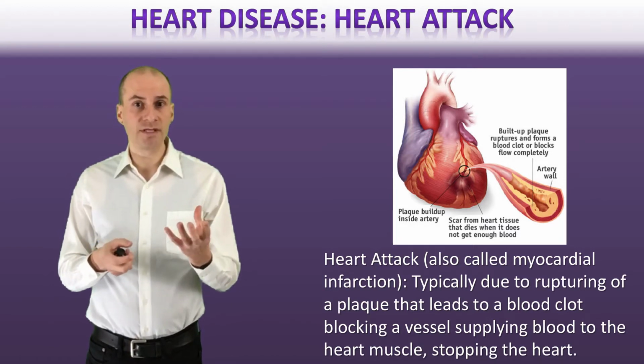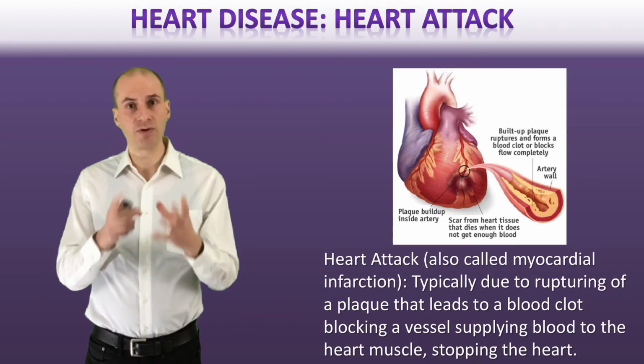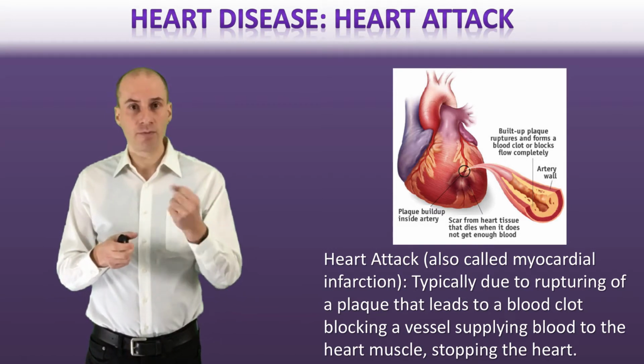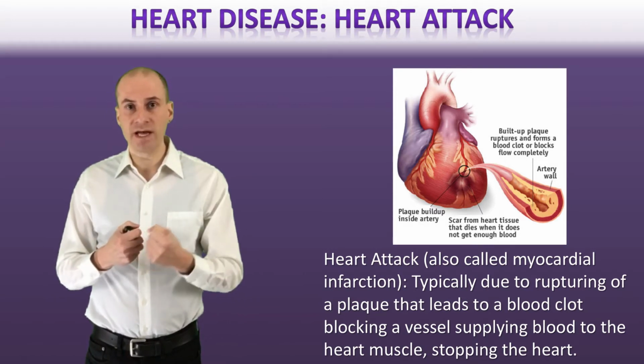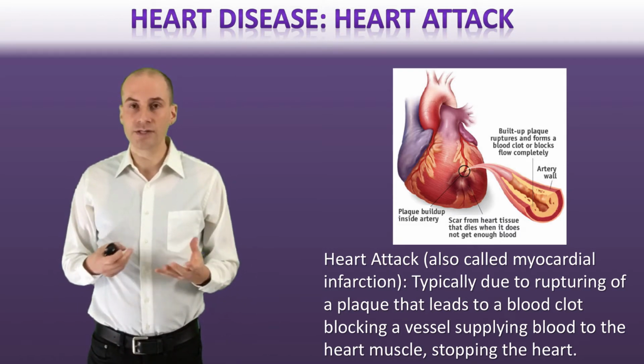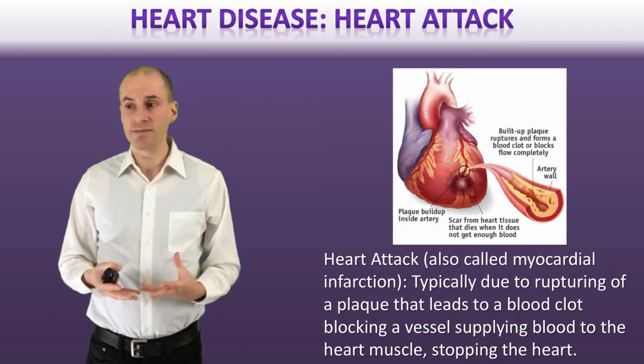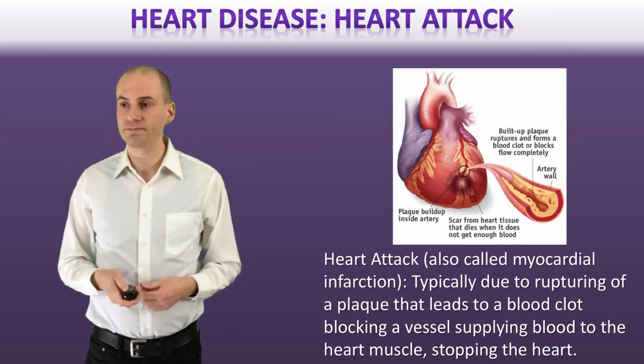Typically, this happens because of a clot. A clot can occur when the plaque that's built up on the sides of the vessels breaks loose and gets lodged and entirely blocks off that blood vessel. So this can kill parts of the muscle of the heart and sometimes can actually stop the heart entirely. Okay.